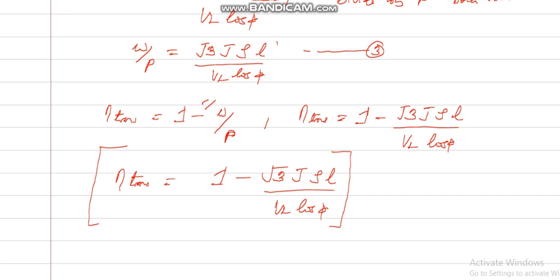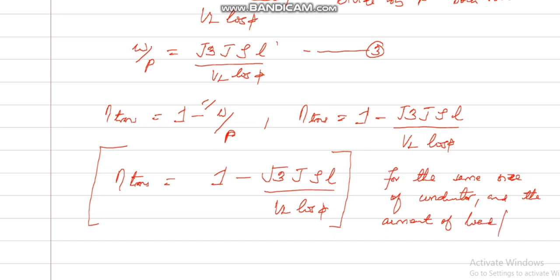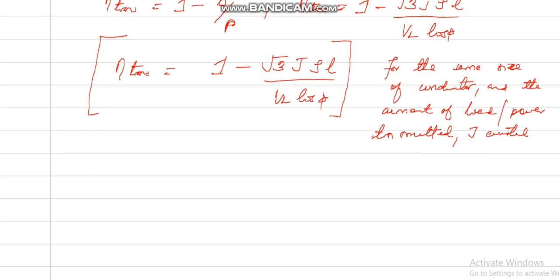Now looking here, for the same size of conductor, the same load and the same amount of power transmitted, J is constant. Current density is constant. Resistivity is also constant, as it depends on the nature of the conductor material. Length is constant for the same transmission distance, and so is cos phi for the same load power factor. So the parameters J, resistivity, length and cos phi are constant. The parameter that varies is the transmission line voltage VL.